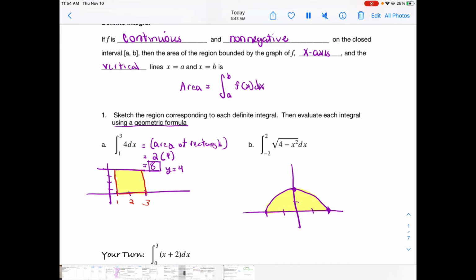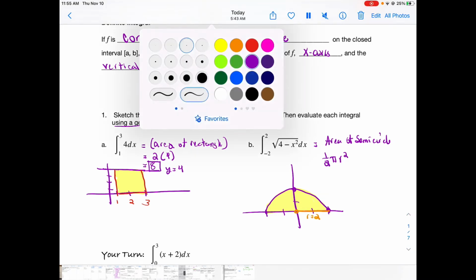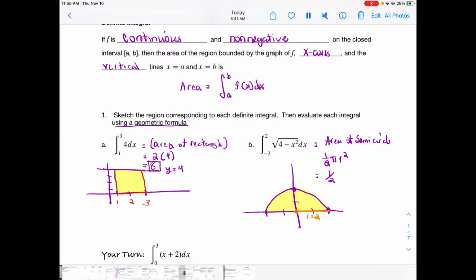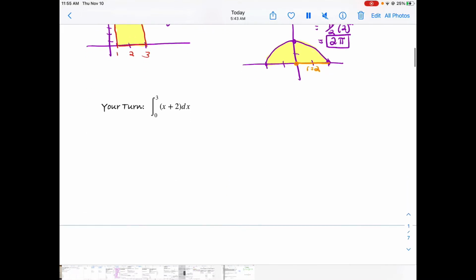And we know the area of a circle is equal to pi r squared. So the area of a semicircle would be half of that, 1/2 pi r squared. And our radius is 2 in this example because we go from the origin to our endpoint here. So we have 1/2 pi times 2 squared, which is 4. 4 times pi divided by 2 gives us 2 pi, so our answer is simply 2 pi. And that'll be the exact area under this curve. Okay, you try this one.